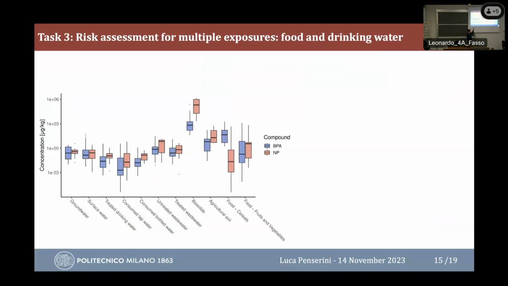In particular, you can see that the last 4 compartments, which are the solid matrices, contain the highest concentration of these contaminants compared to the water matrices, which are the ones on the left.